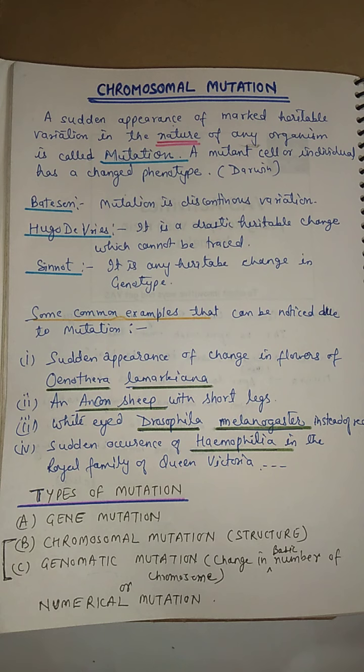Some common examples we meet are the sudden appearance of change in the flowers of Oenothera lamarckiana, an Ancon sheep with short legs, white-eyed Drosophila melanogaster among the red-eyed Drosophila, and the sudden appearance of hemophilia in the royal family of Queen Victoria.